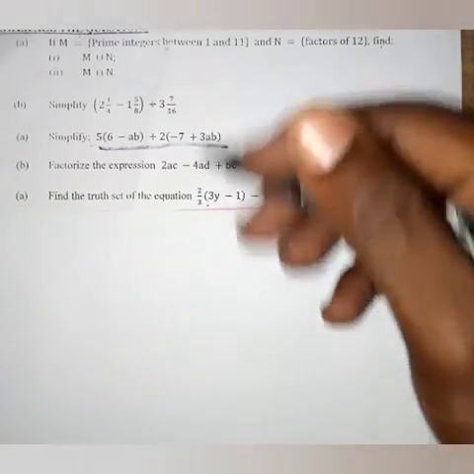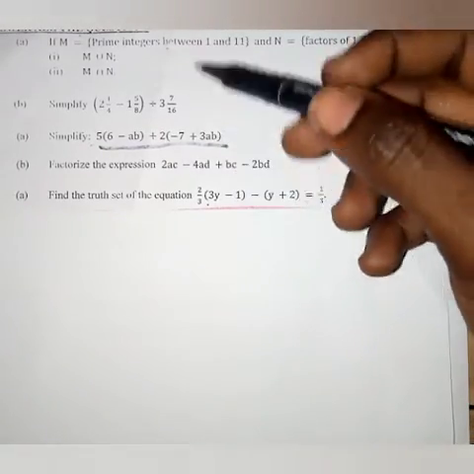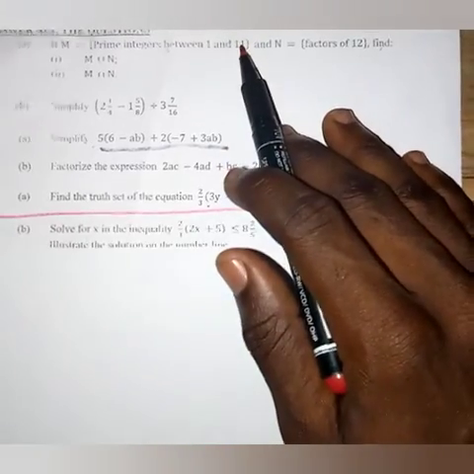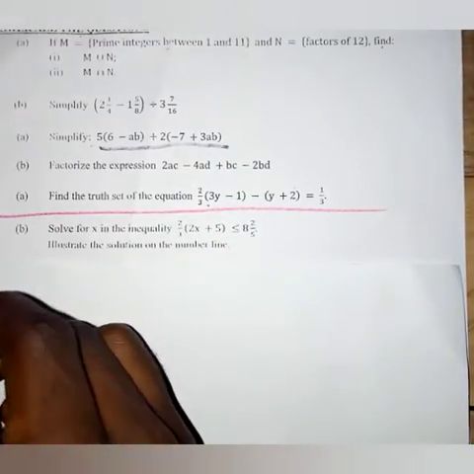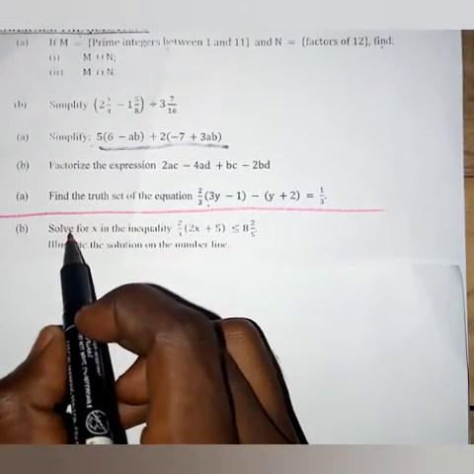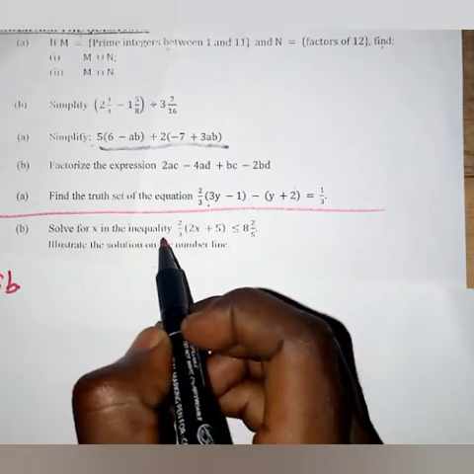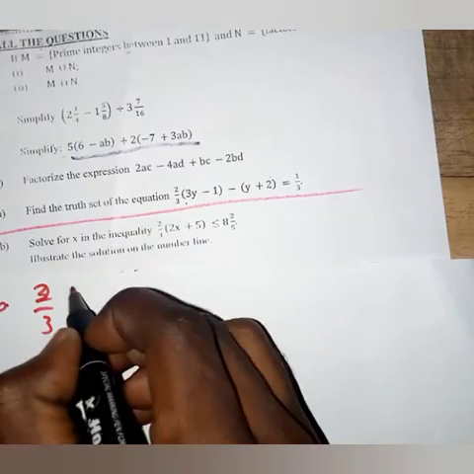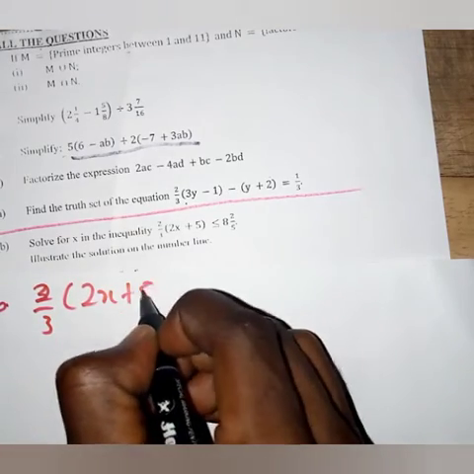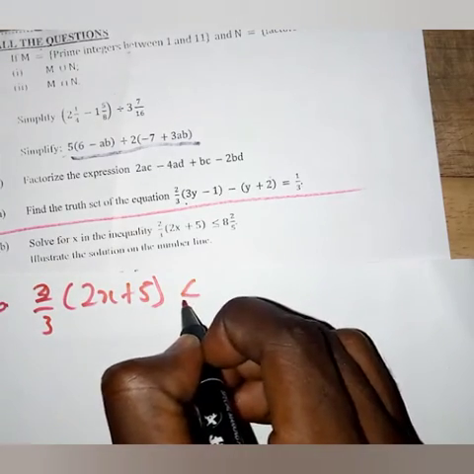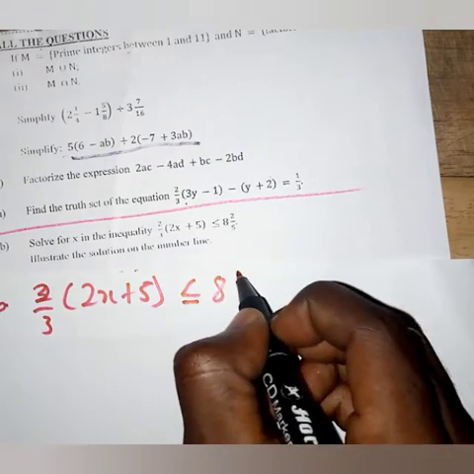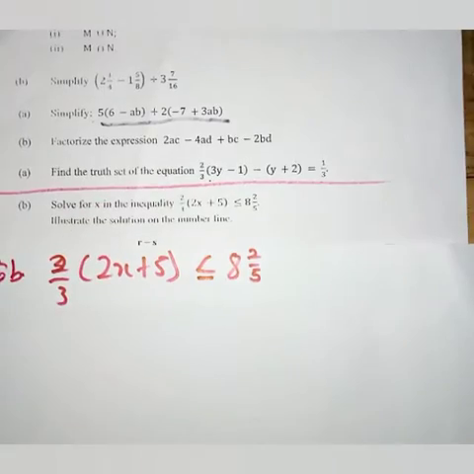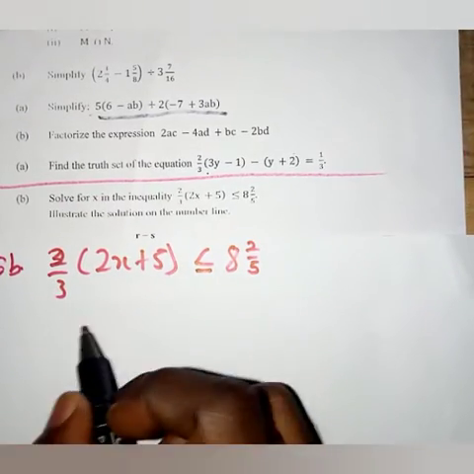If you haven't checked, I've uploaded a video on the solution from number one to number 3A. So we'll continue from 3B. The question says we should solve for x in the inequality 2 over 3 (2x plus 5) is less or equal to a mixed fraction, 8 and 2 over 5. Okay, so we have this question.